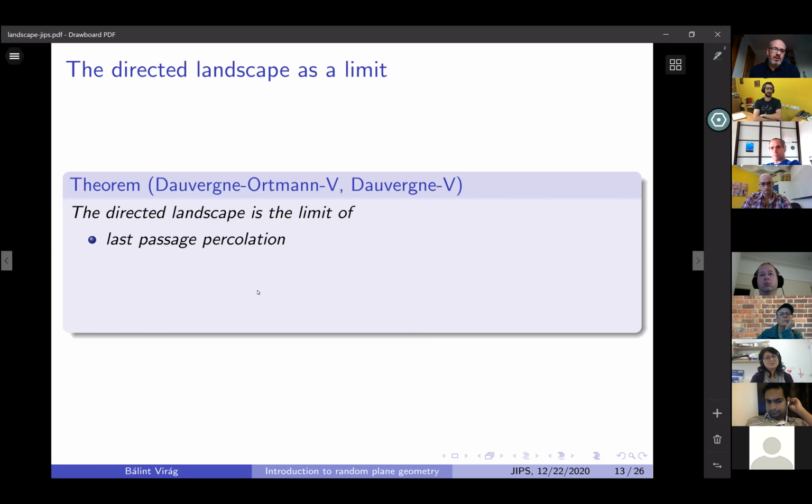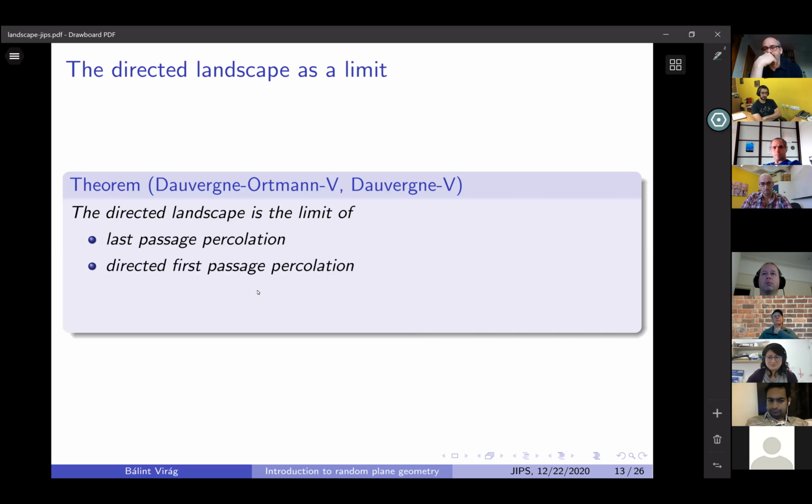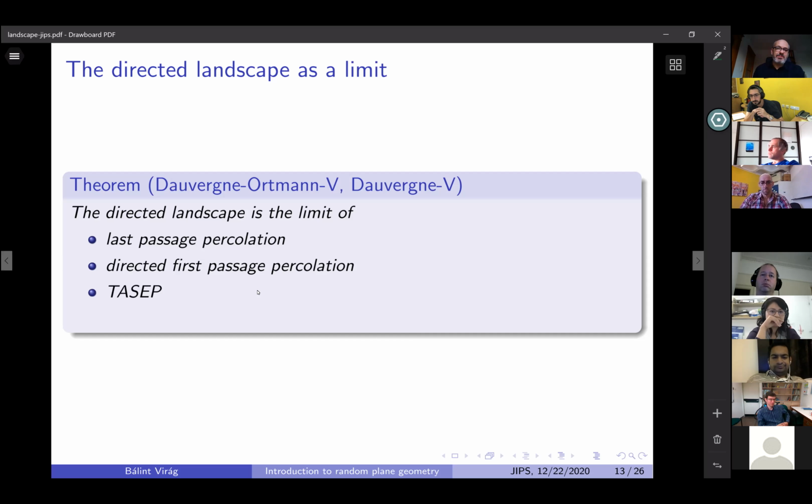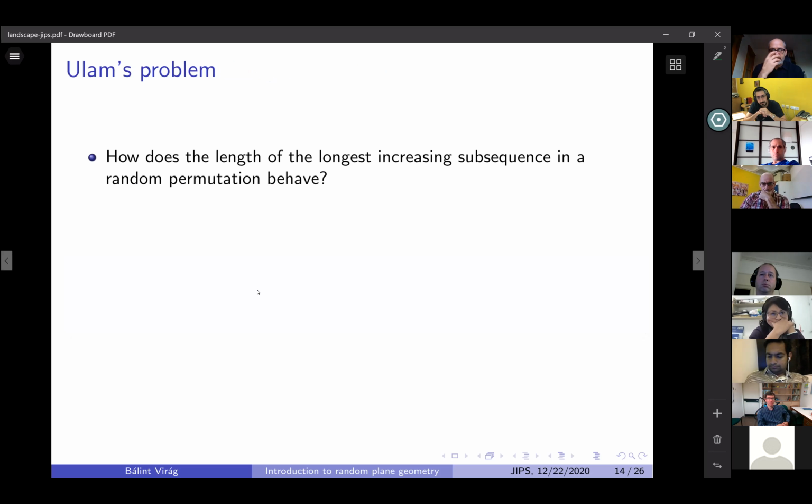Okay, so here's now a theorem, just so that you see one. The directed landscape is the limit of last passage percolation in many settings: geometric, exponential, Brownian, and so on. So these are now theorems. Directed first passage percolation, there are some versions of it which can be understood that way. I will talk about that. Also TASEP, and I will talk about more precisely what that means. And longest increasing subsequences, I'll also talk about what that means more precisely. So these are now theorems in this world.